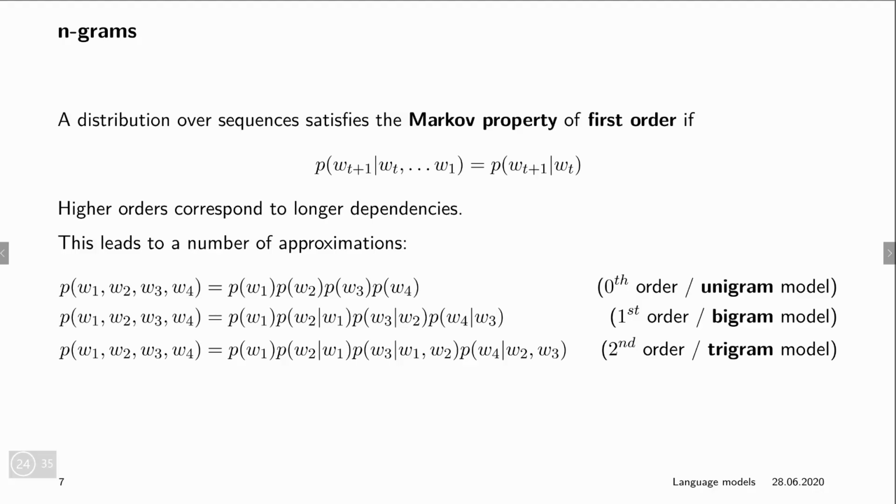Or in a trigram model, corresponding to a 2nd order Markov property or Markov assumption, we would assume that the probability of the sequence W1 through W4 is given by the probability of W1, the first word, times P of W2 given the first word, times P of W3 given the two words before, and then in P of W4 it's actually starting to be a simplification, because P of W4 does not depend on W1 anymore.